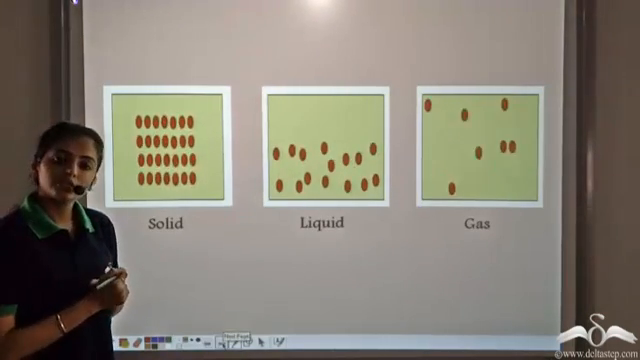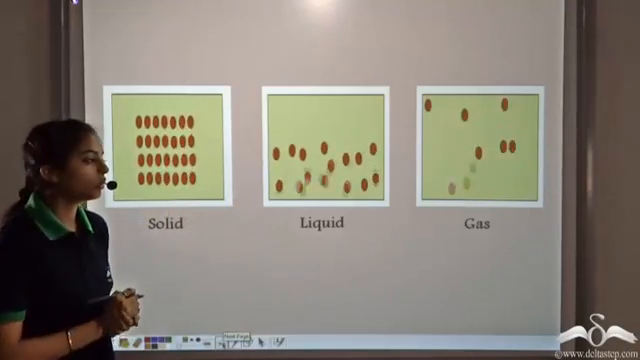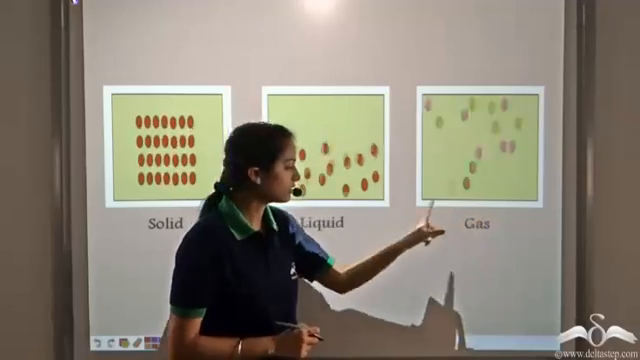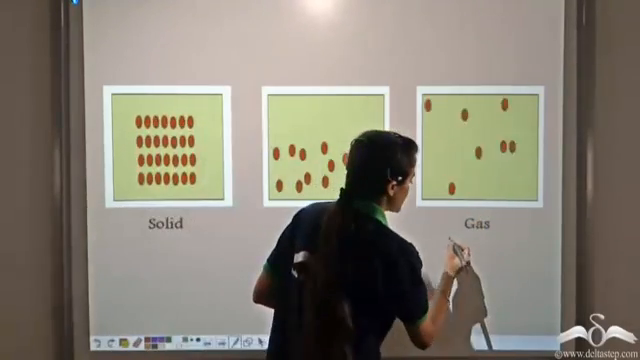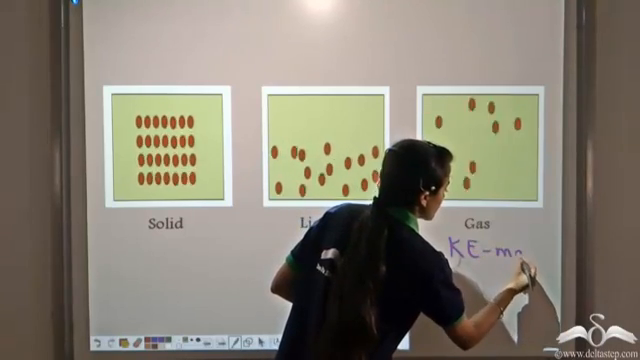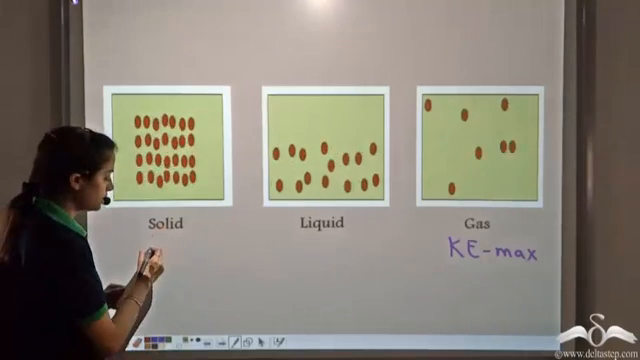If we compare the three states, that is solids, liquids, and gases, we know in the case of gases, the particles are moving faster as compared to liquids and solids. So the kinetic energy of gases is the maximum. And the kinetic energy of solids is minimum.